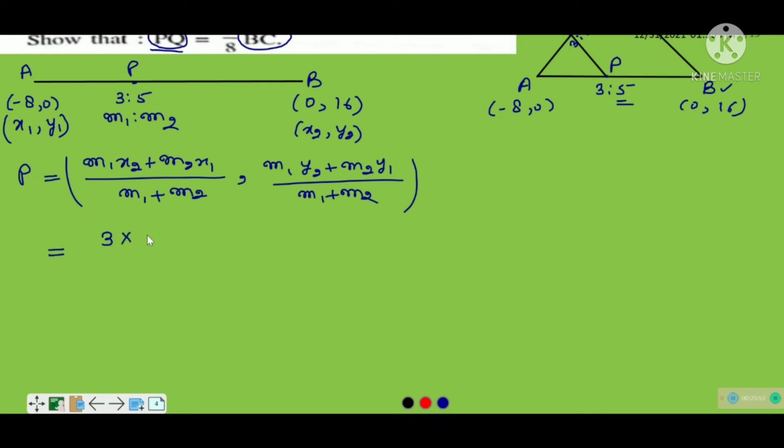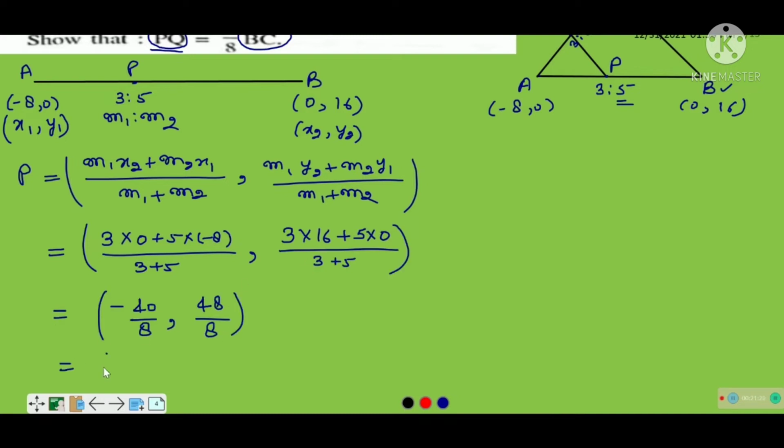m1 is 3, x2 is 0, m2 is 5 and x1 is -8. y2 is 16 and y1 is 0. Coordinates of P are -5, 6.